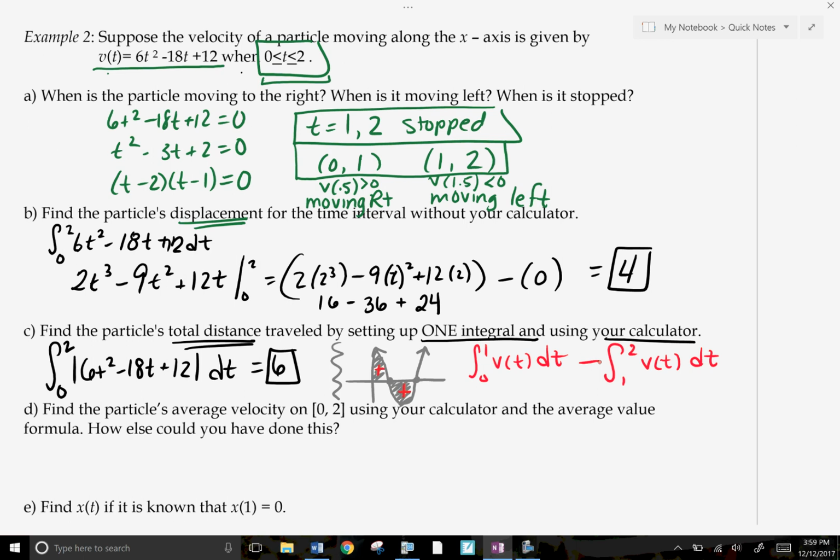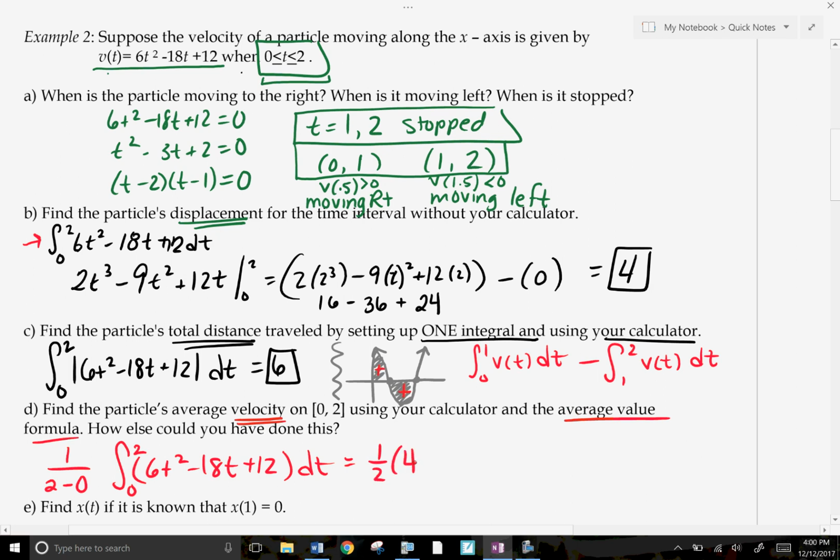Okie doke. All right, find the particle's average velocity on 0 to 2 using the average value formula. Average value has a formula. It's 1 over b minus a, the integral from a to b of what I'm averaging, and I'm averaging velocity, so that's going to be 6t squared minus 18t plus 12. And I've already done this. I did it up here, if you remember, and it got me 4. So this is going to be 1/2 times 4, which is 2. There's my average velocity.